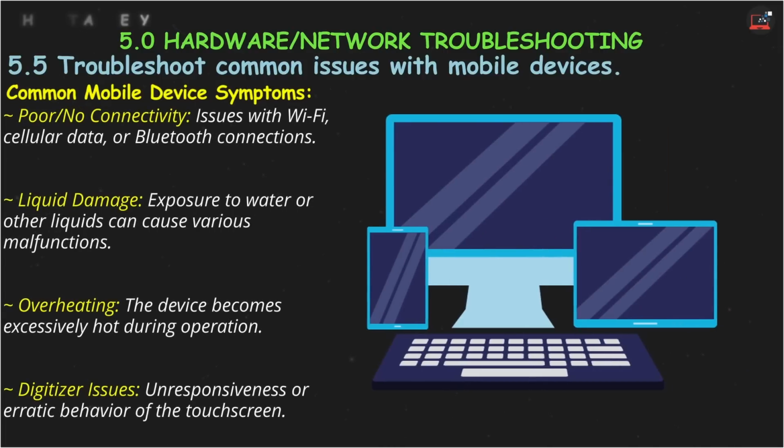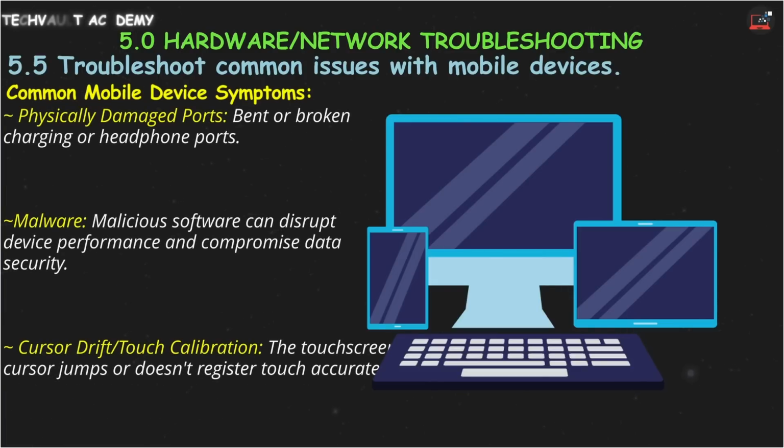Poor or no connectivity, issues with Wi-Fi, cellular data, or Bluetooth connections. Liquid damage, exposure to water or other liquids can cause various malfunctions. Overheating. The device becomes excessively hot during operation. Digitizer issues, unresponsiveness or erratic behavior of the touchscreen. Physically damaged ports, bent or broken charging or headphone ports. Malware, malicious software can disrupt device performance and compromise data security. Cursor drift, touch calibration. The touchscreen cursor jumps or doesn't register touch accurately.